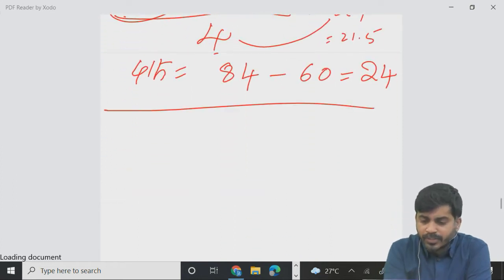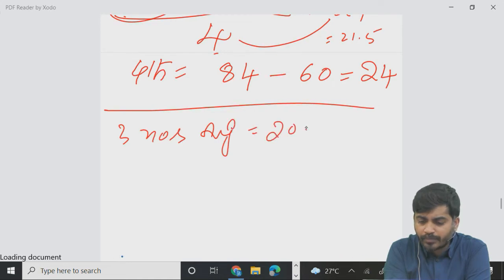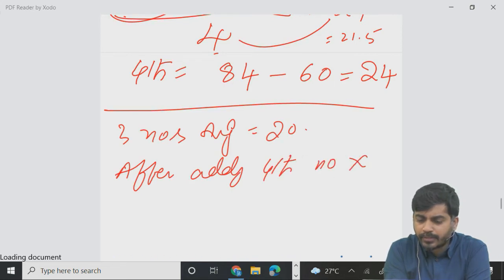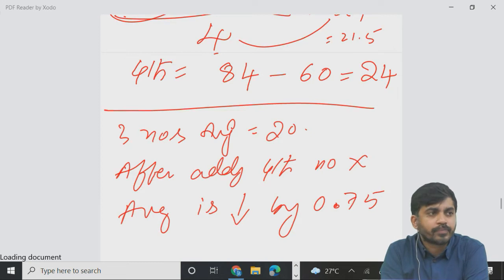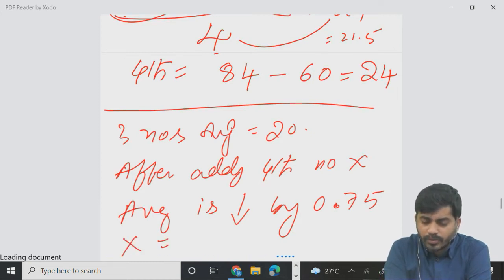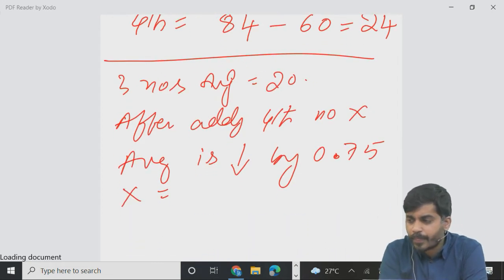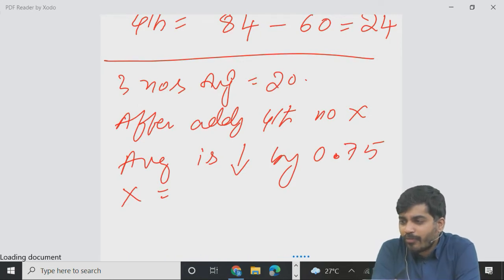In the same question, 3 numbers, average is 20. After adding the fourth number x, average is decreased by 0.75. What is the value of the fourth number?